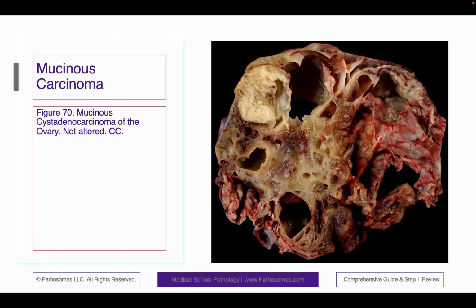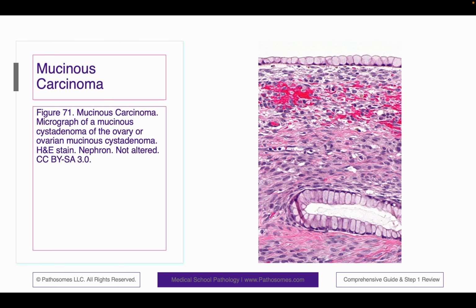And here we have a mucinous cystadenocarcinoma of the ovary. This is a gross picture of an ovary that had the lesion within it that was sliced in a fashion so that you can see its internal structures. Note all these cystic cavities. There's a bit of hemorrhage, and there's a bit of variance in components. Histologically, we can see this mucinous carcinoma here. This is a micrograph showcasing a mucinous cystadenoma of the ovary, or ovarian mucinous cystadenoma. Note the glandular cells there.